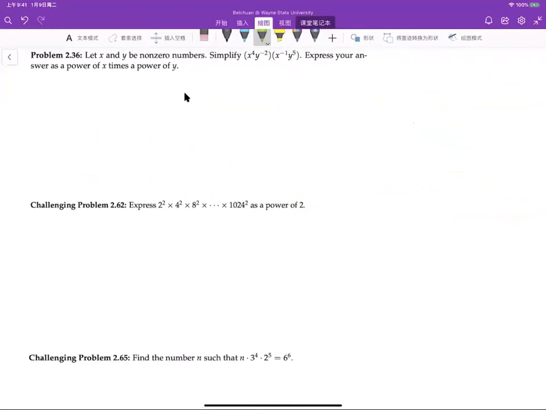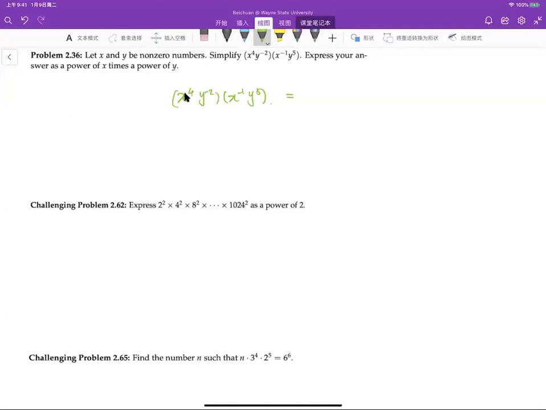So it's x to the power of 4 times y to the power of -2. Put that in parentheses, and then times parentheses x to the power of -1 times y to the power of 5, and that's also in parentheses. So what we can do is use the commutative and associative properties to put the x's and y's together.